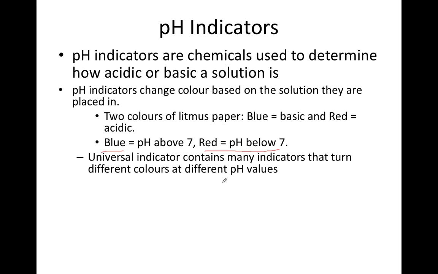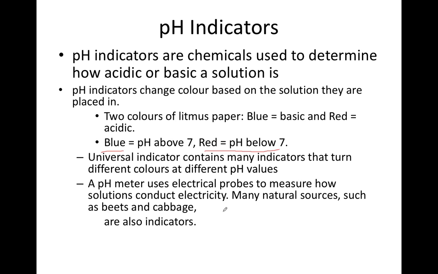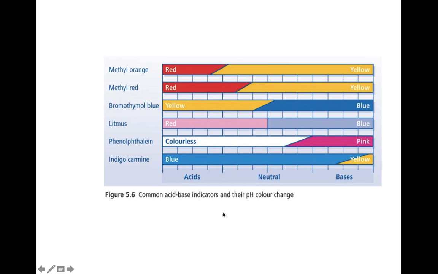Universal indicators contain many indicators that turn different colors at different pH values. A pH meter uses electrical probes to measure how solutions conduct electricity. Many natural sources such as beets and cabbage are also indicators. So here's a table with some common pH indicators.